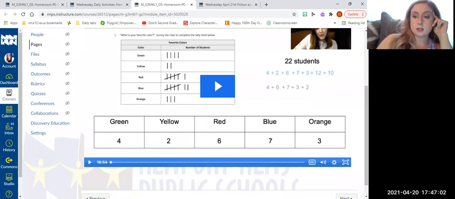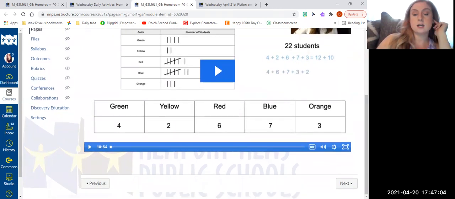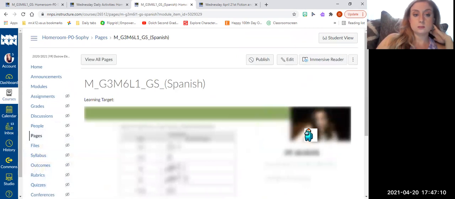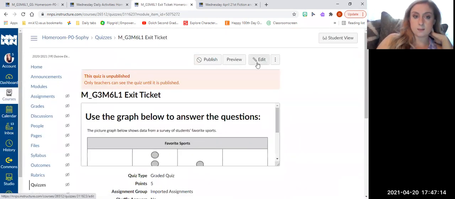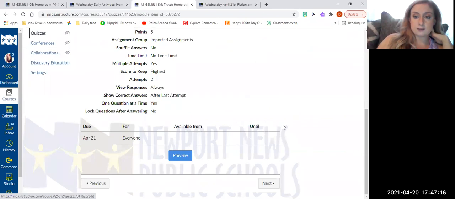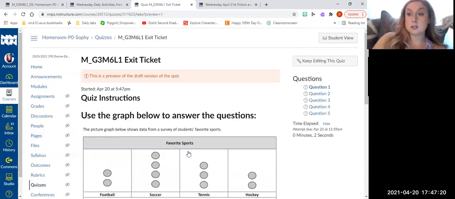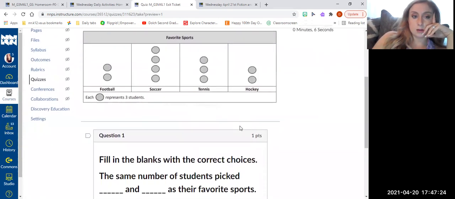So you need to make sure that you watch it and you pay close attention because they're gonna talk about when you use a key to figure out how to read a graph. The video is up twice because they have it in Spanish as well. And then you have an exit ticket for that video. Guys, I took out the problem set because we're gonna do it live on Zoom in a Smart Suite.